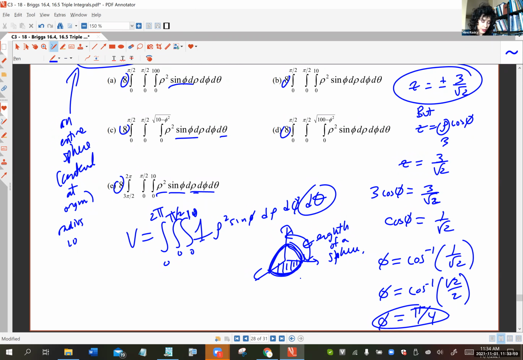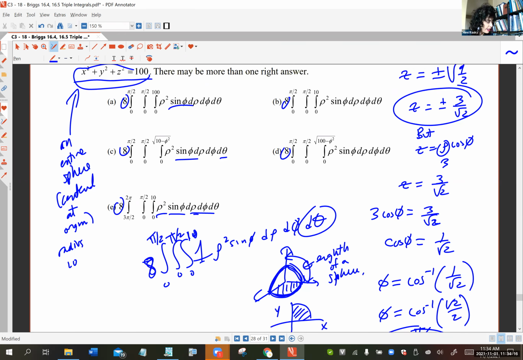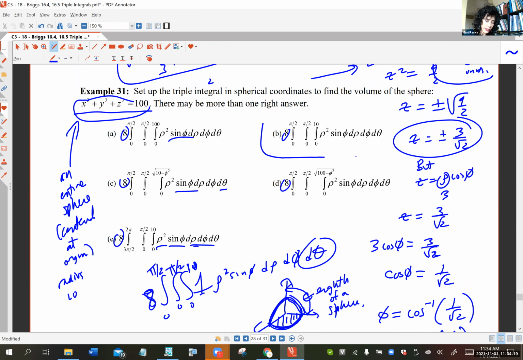And since you're only looking at the part in the first octant, that means you'd only be in the first quadrant in the xy plane. So that means that you would have your theta going between 0 and pi halves, and then you would multiply by 8. Now, it looks like the choice letter B is perfect.